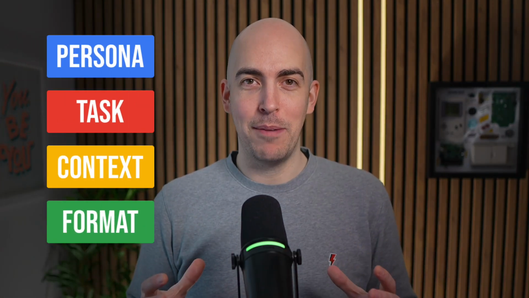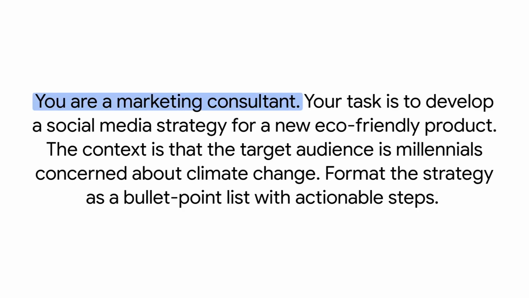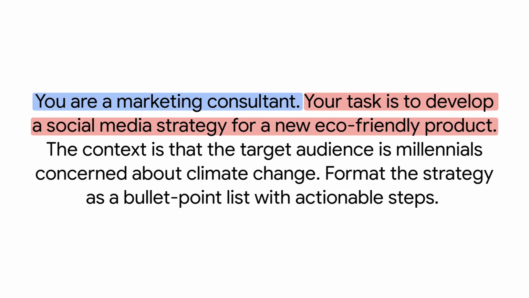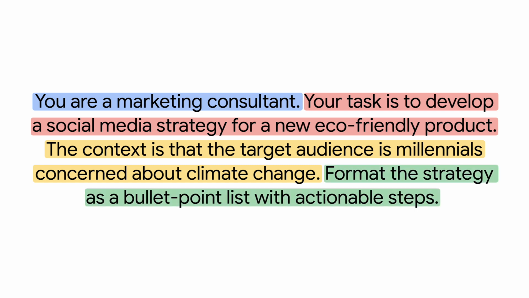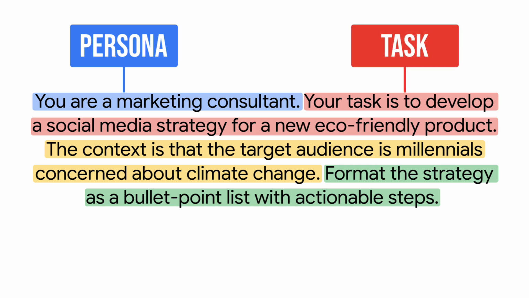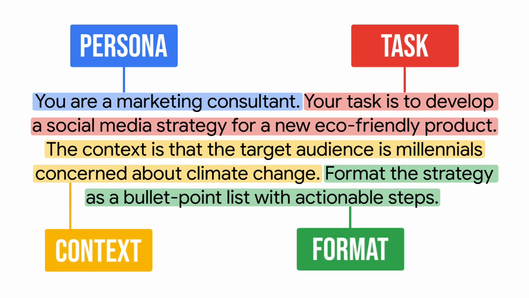So that's our 4 steps. Let's bring them all together in one prompt now so you can see how this looks. Here's a prompt I might use. It says, you're a marketing consultant. Your task is to develop a social media strategy for a new eco-friendly product. The context is that the target audience is millennials concerned about climate change. Format the strategy as a bullet point list with actionable steps. So you can see in that prompt, persona, task, context, and format. And you're going to do that with any prompt that you write in any AI tool.